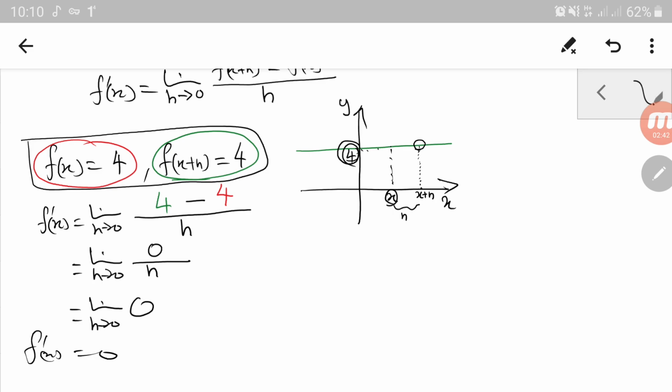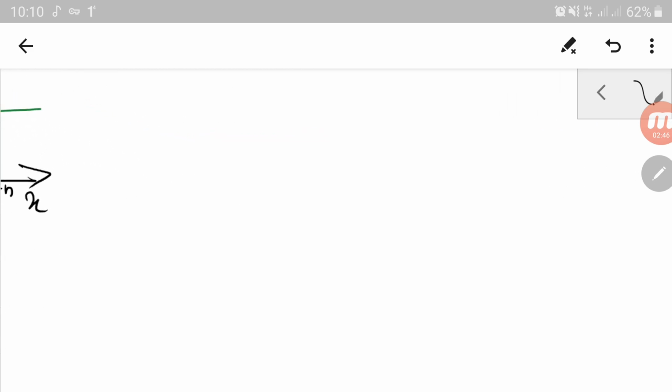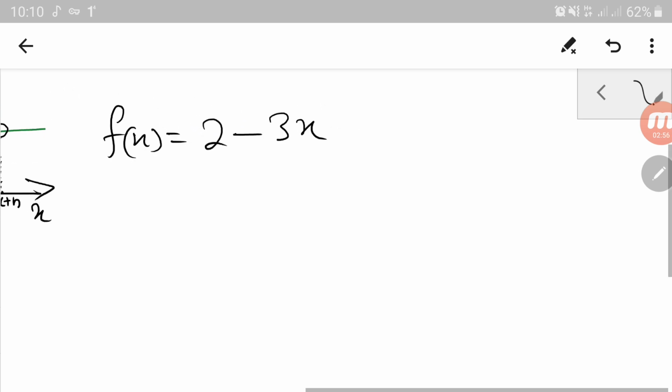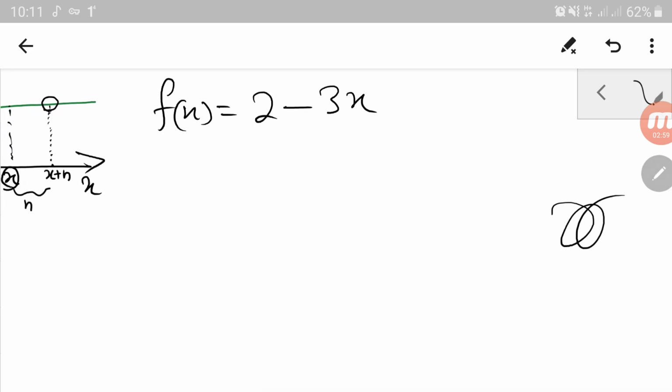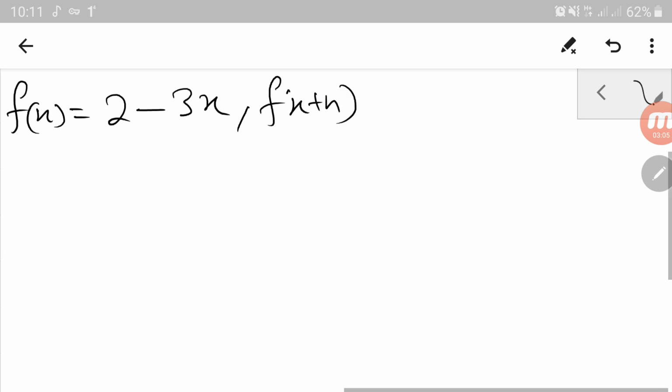I rub this off. So this is the first example. Let's try a different function. f(x) maybe a linear, 2 minus 3x. Wait, I move it further. Okay, perfect. Now let's get the f(x plus h). For this one, it's quite trivial.